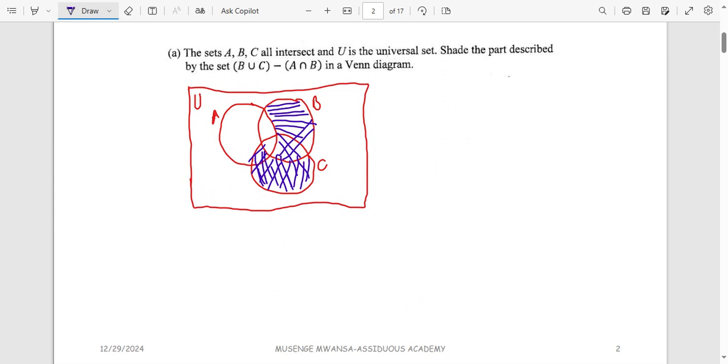As simple as that. And this question, if it's not 3 marks, then it is 5 marks, because this was the exam. So we want to shade what is in B union C, right? Shade everything in B and everything in C, but it should not be in A intersection B. Remember, A intersection B is this region here. So shade everything in B and in C, but it shouldn't be part of the intersection of A and B. That's the meaning of the question.